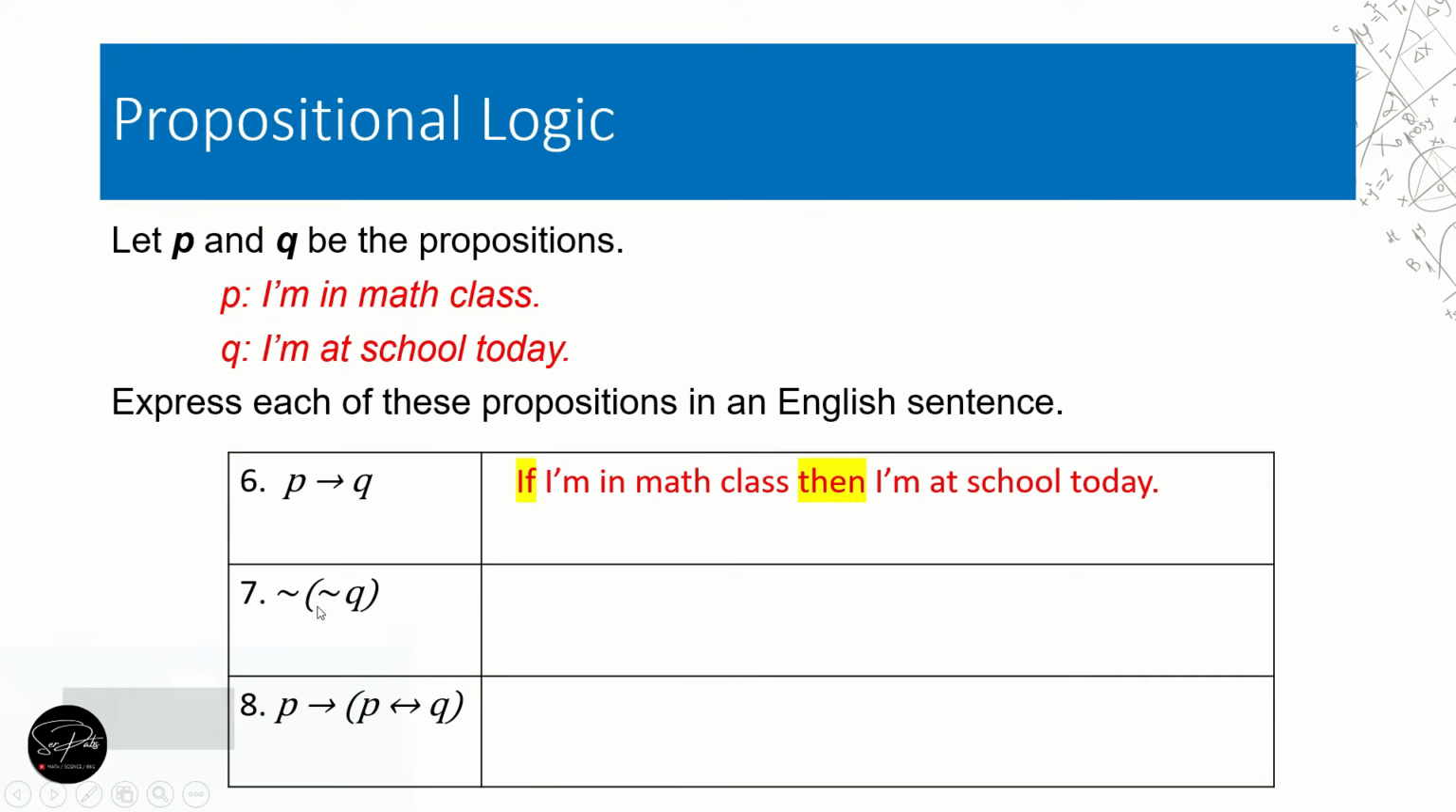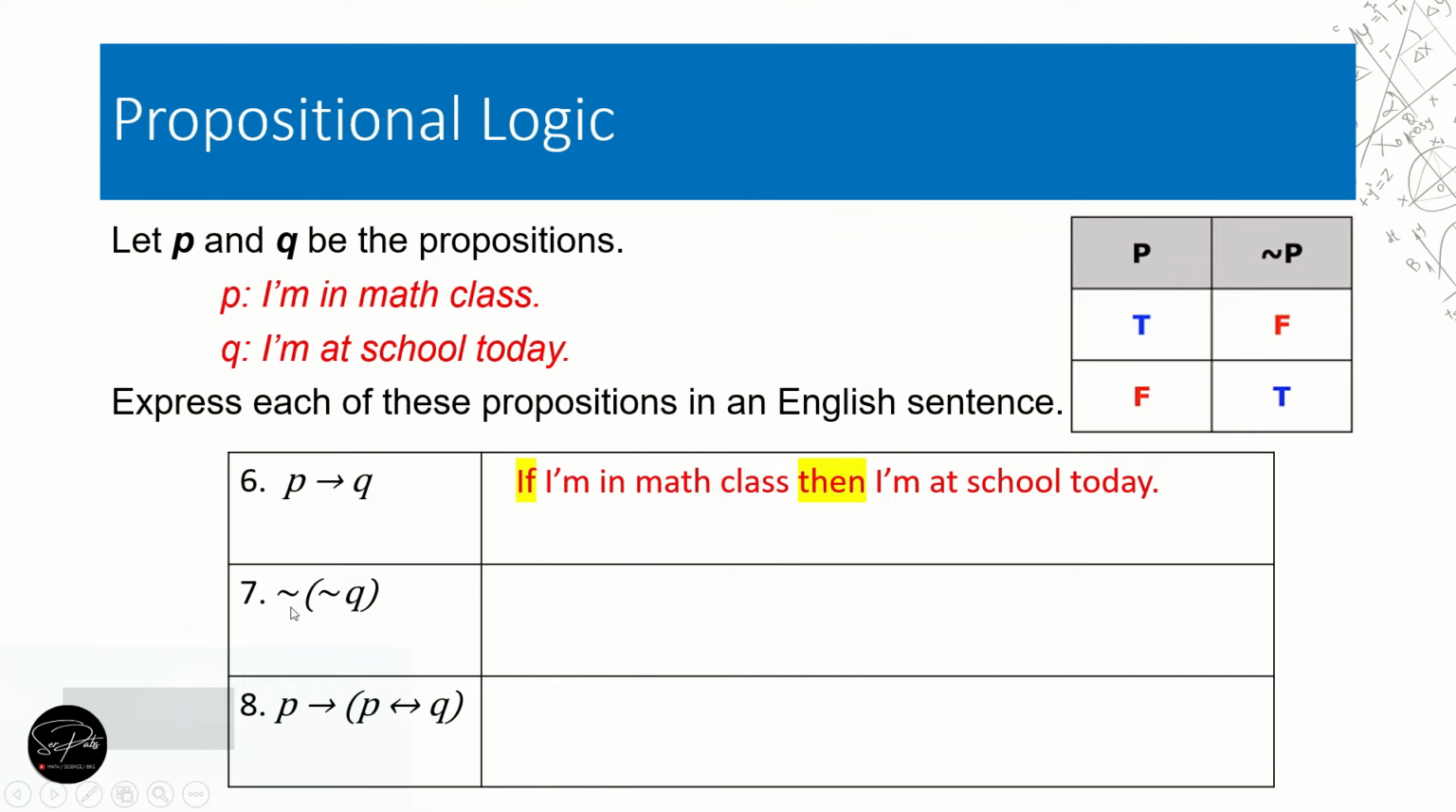Then for number 7, so meron tayong negation of not Q. So, kailangan nating tingnan yung ating truth table. Kapag daw tama yung proposition, if the proposition is already true, yung ating negation will be false. Mamamali yung statement ng ating not P. For example, Manila is the capital of the Philippines. Tama yon. So, ang negation natin, Manila is not the capital of the Philippines. So, that will be false.